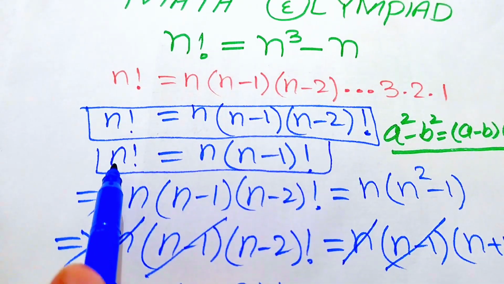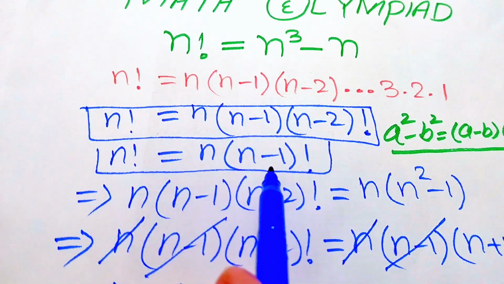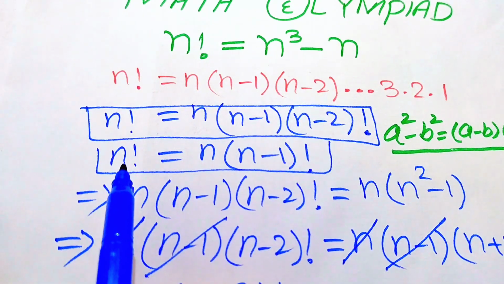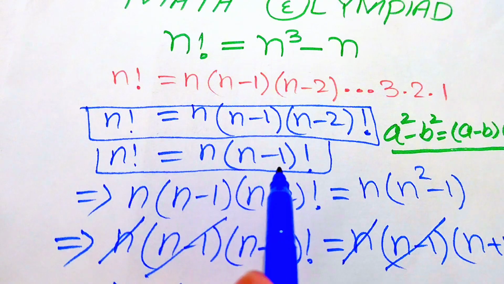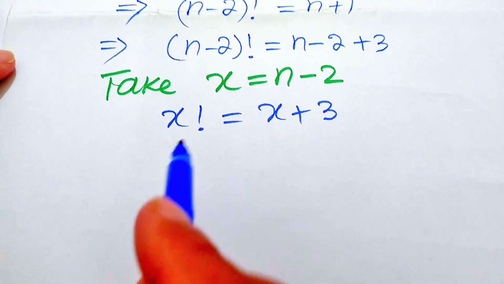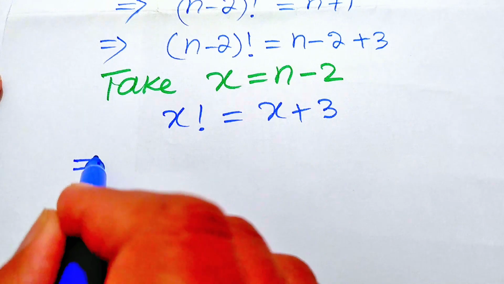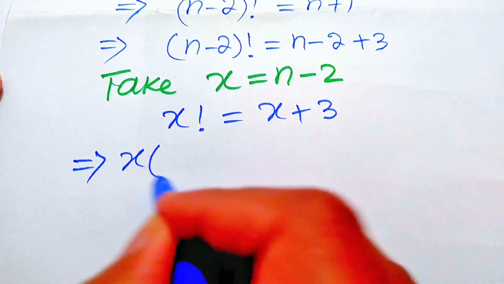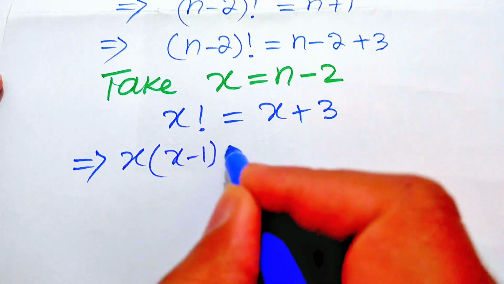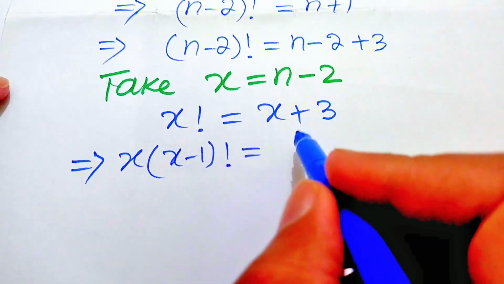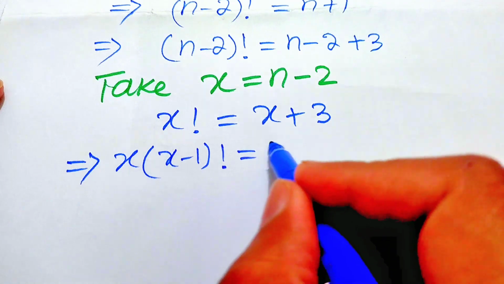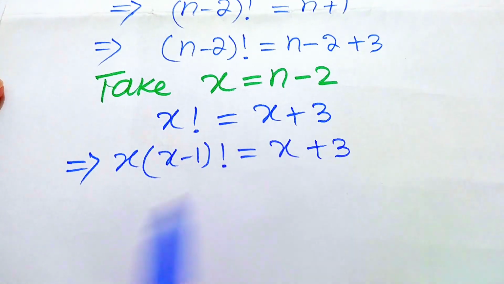So we have n factorial equals n into n minus 1 factorial. So our x factorial equals x into x minus 1 factorial. So we break this x up to the x minus 1 term, and it will be written as x times x minus 1 factorial equals, here we have x plus 3.